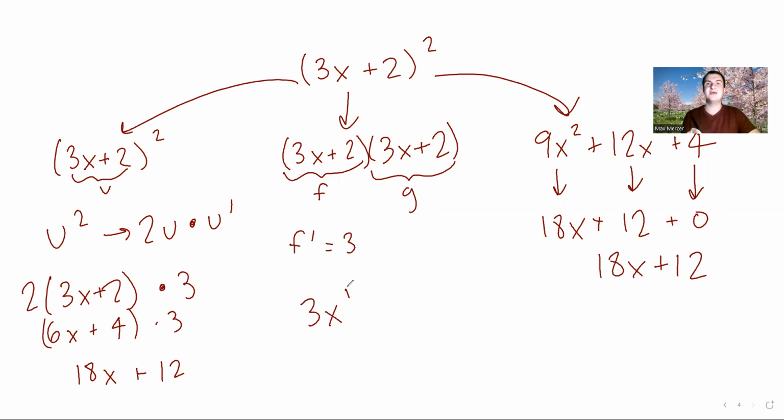3x to the first becomes 1 to the front, 1 times 3, x to the 0. So that's 3x to the 0. A number to the power of 0 is 1, so we don't have to write it. That's the multiplicative identity. And then we're done. We have f prime. Now let's find g prime as well. Since it's the same function, it should have the same derivative, 3. And so here is that again. The derivative of 3x plus 2 is indeed 3.